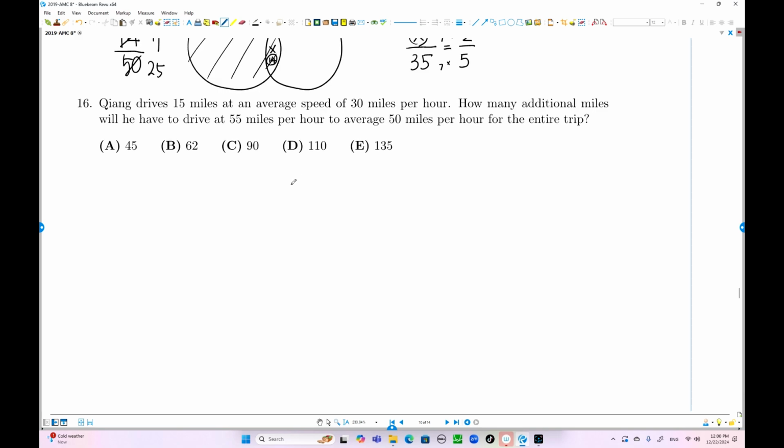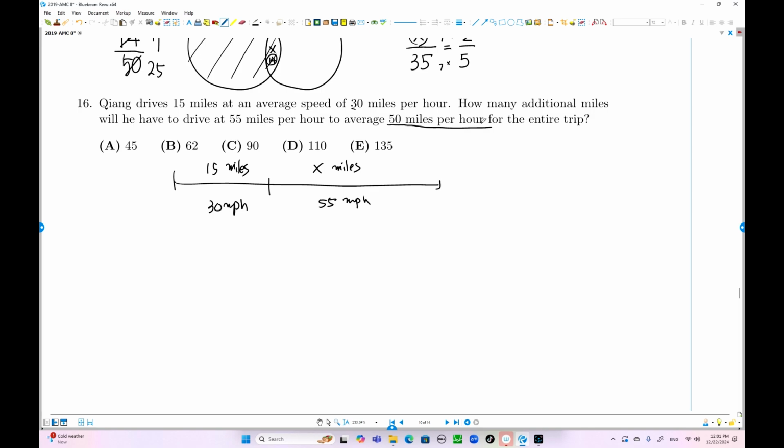Here is number 16. Chang drives 50 miles and the average speed is 30. Okay, here is 15 miles. Average is what? 30 miles per hour. How many additional miles will he have to drive? Okay, this is x miles. And the speed is still 55 miles per hour, but the average speed is 50 miles per hour.